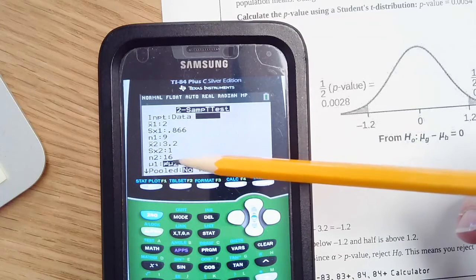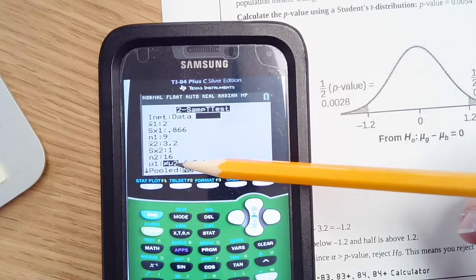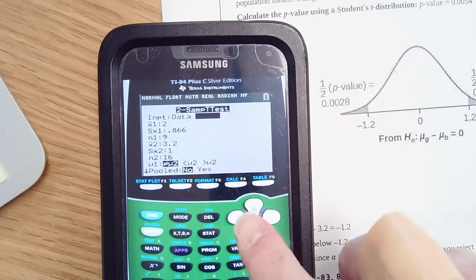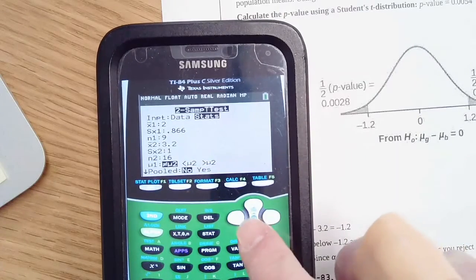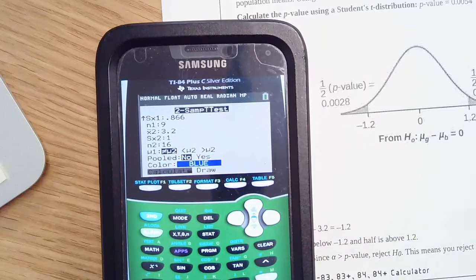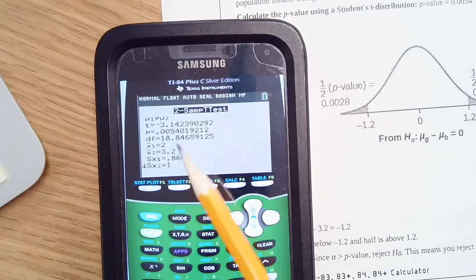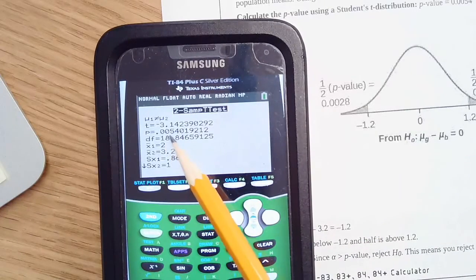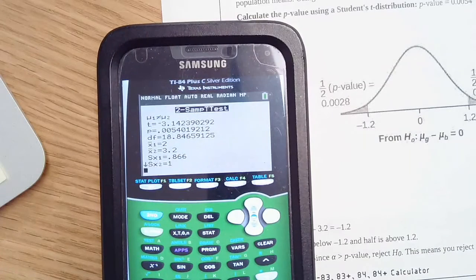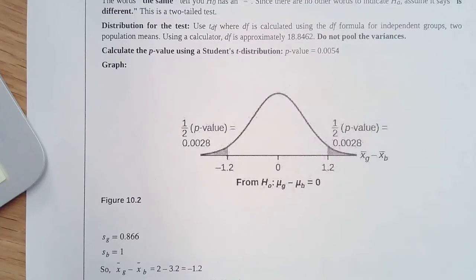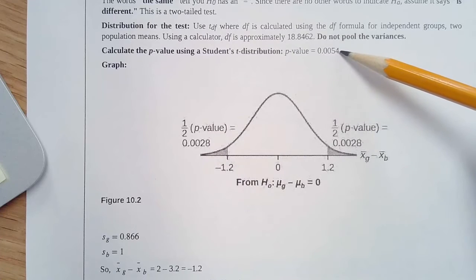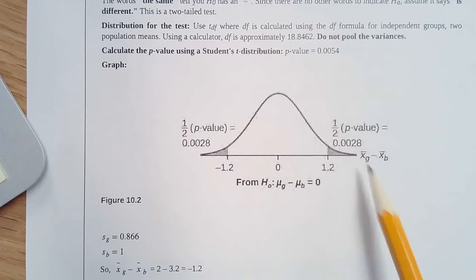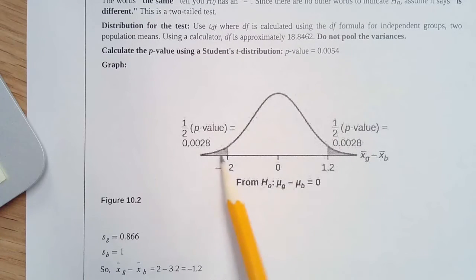Now, on this one, this is going to be two-tailed because we just need to see if they are different. So we're saying not equal to each other. We don't want it pooled, and we're going to calculate. And our p-value is 0.0054. Because this is two-tailed, that 0.0054 gets evenly split on the right hand and on the left hand, so the right side and the left side.